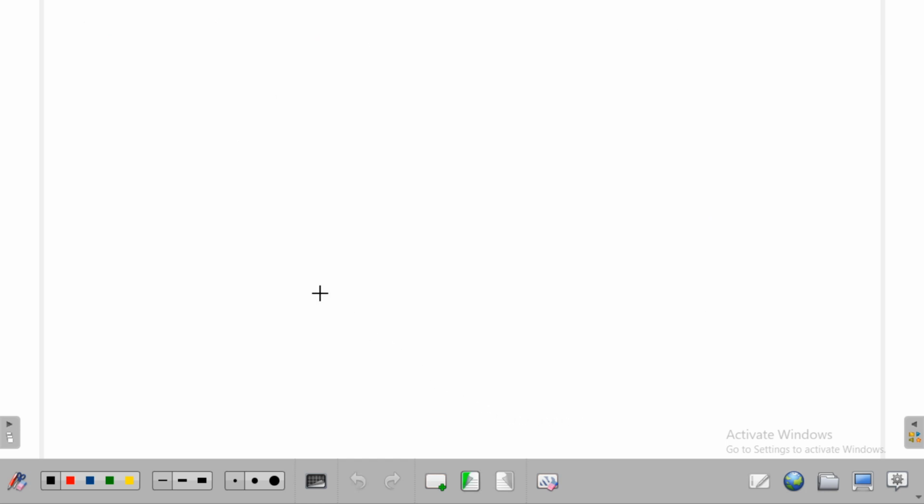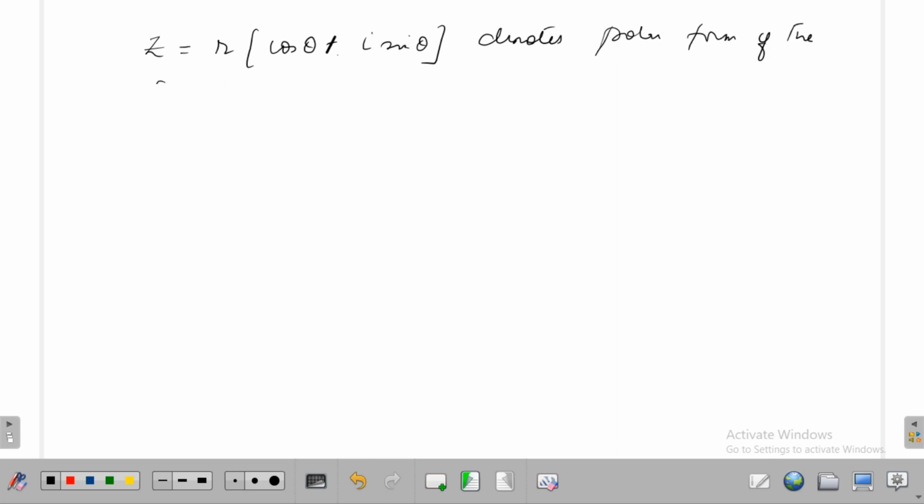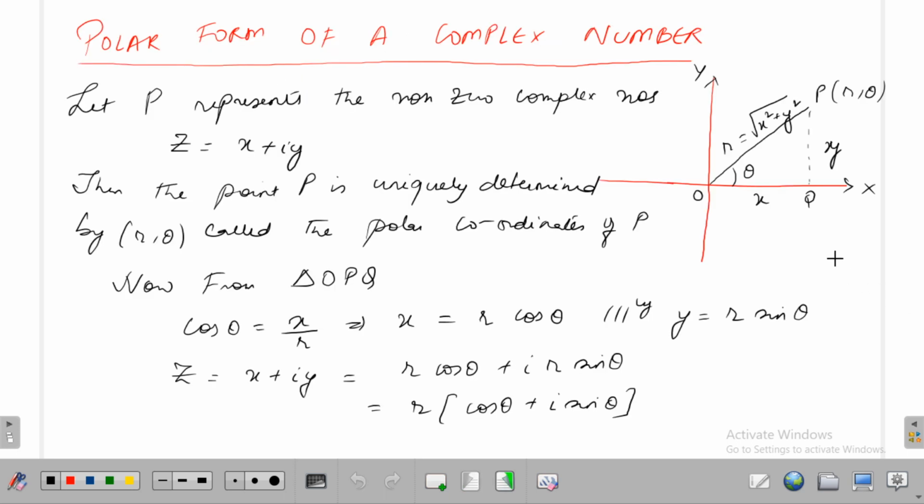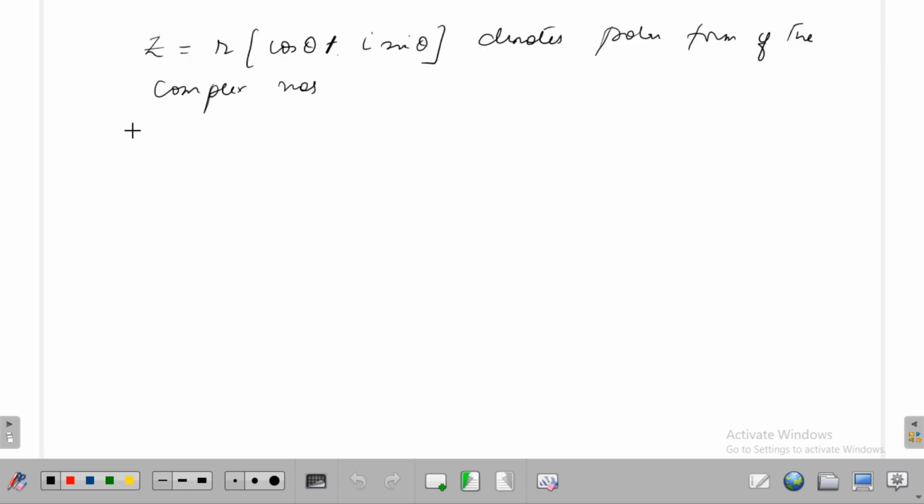So I got z equal to r times cos theta plus i sine theta. This denotes the polar form of the complex number. Now if I go back, from the diagram, tan theta is y by x. So I can say theta is equal to tan inverse of y by x.